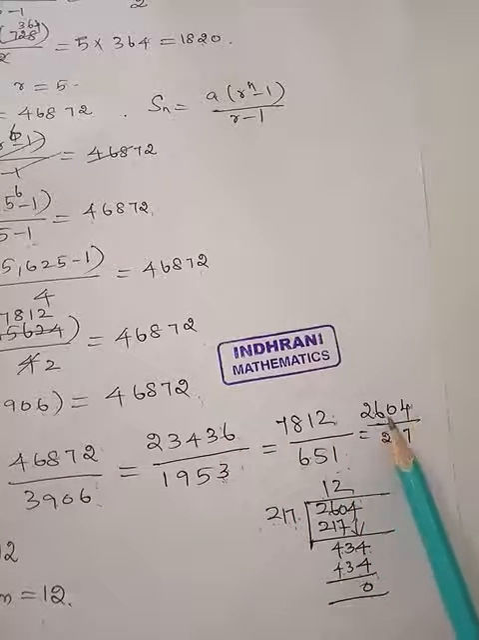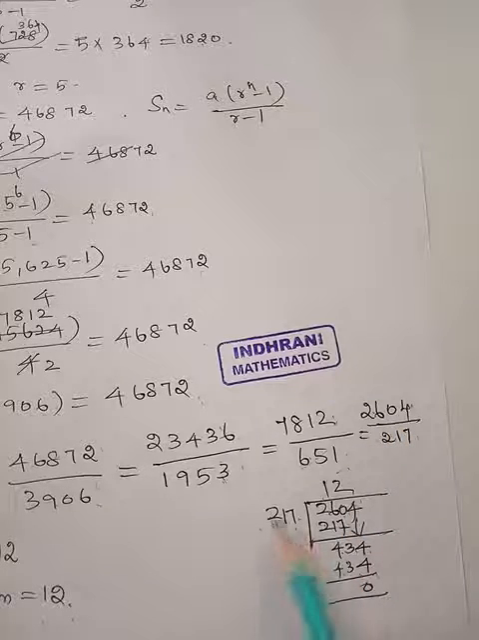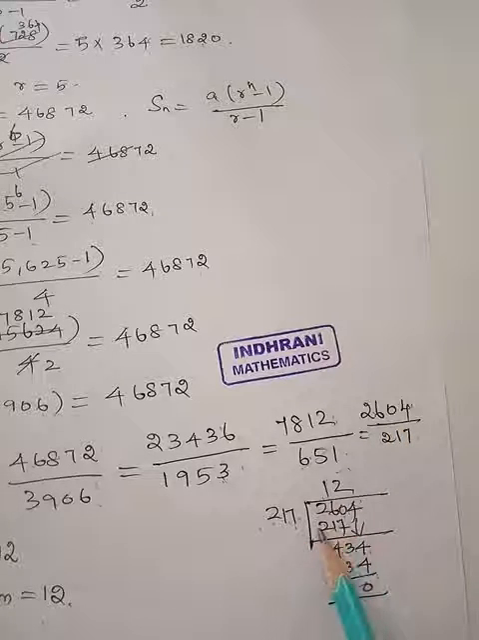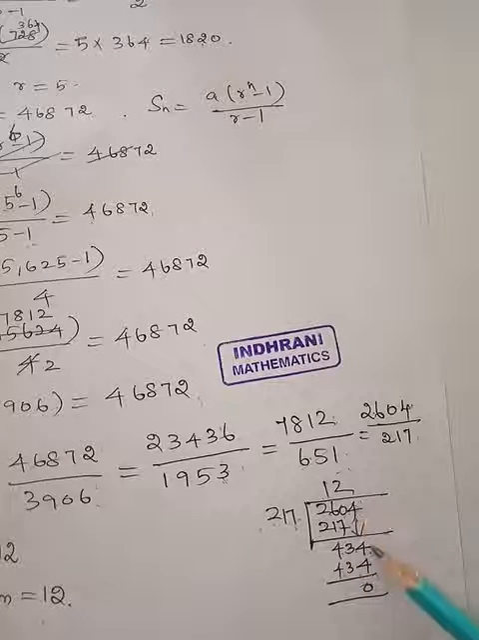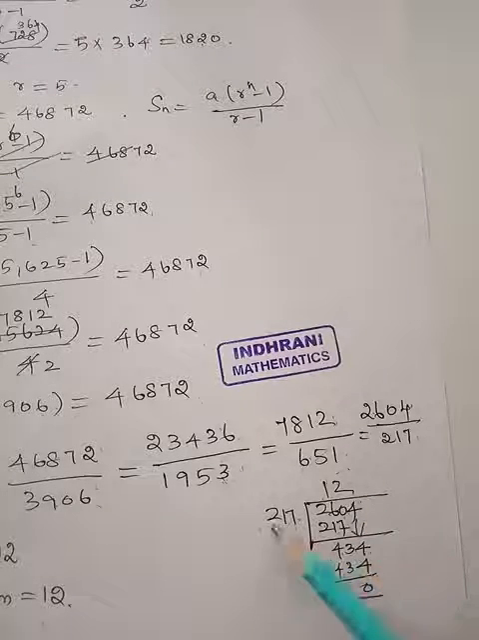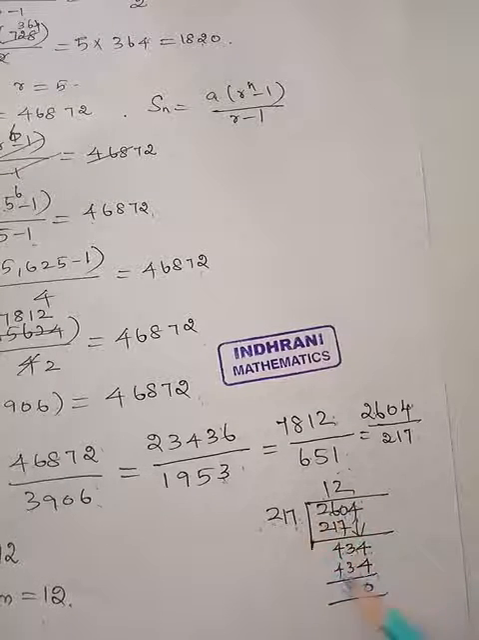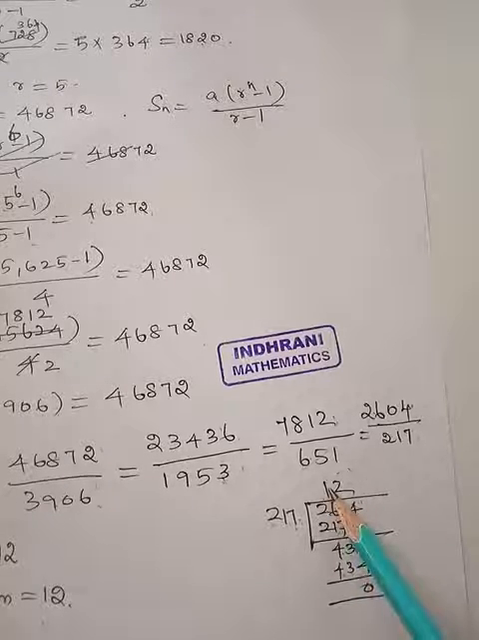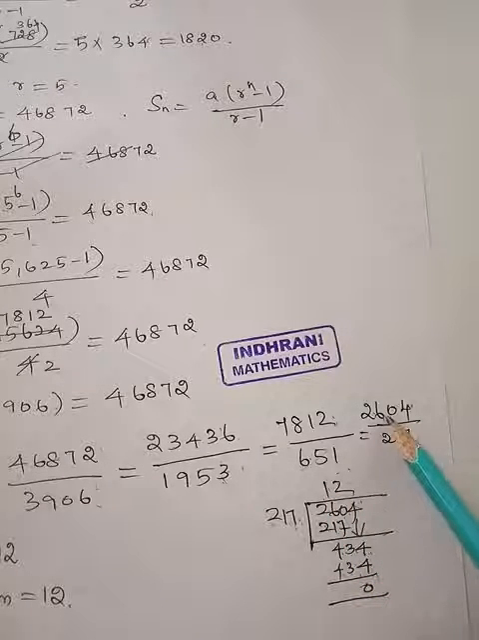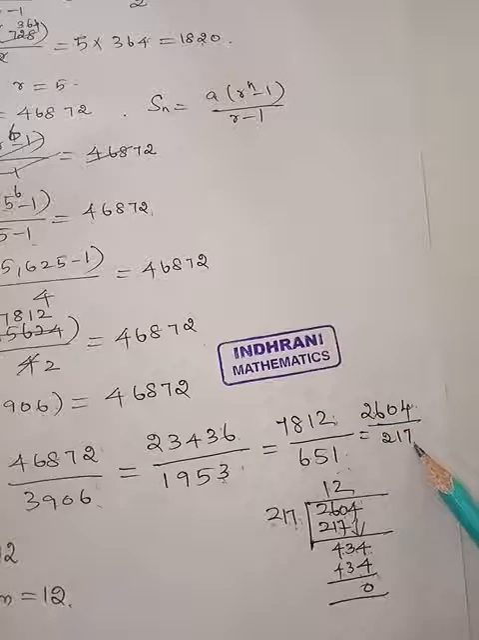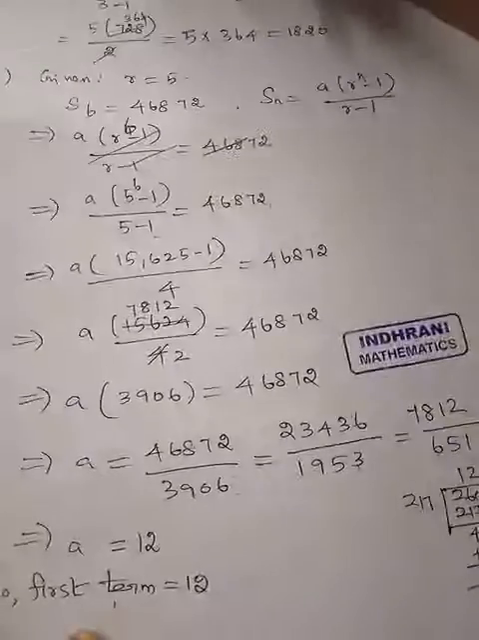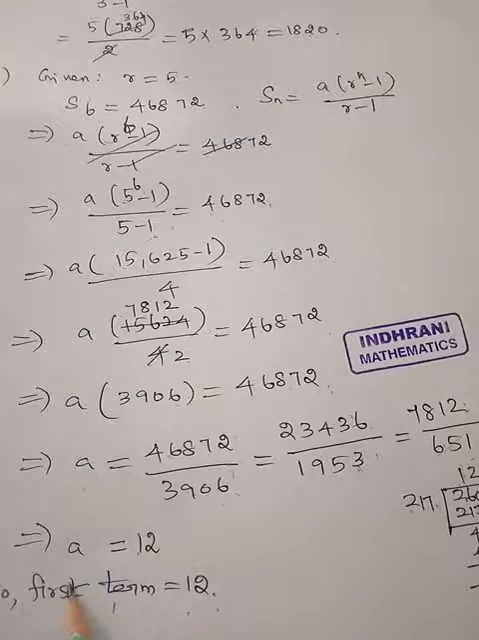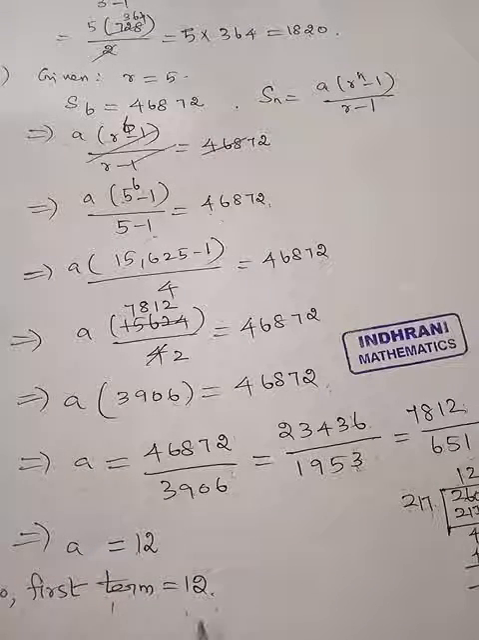Now, 2,604, I am dividing by 217. So, one time you are getting 217, remaining is 43. 4 you can bring it down. So 434 is 2 times. 2 times 217 is 434. Subtract it, you will get the answer 0. So the answer is 12. If you divide this 2604 by 217, the answer is 12. That is nothing but the value for A. So you are getting A value equal to 12. So the first term is 12.